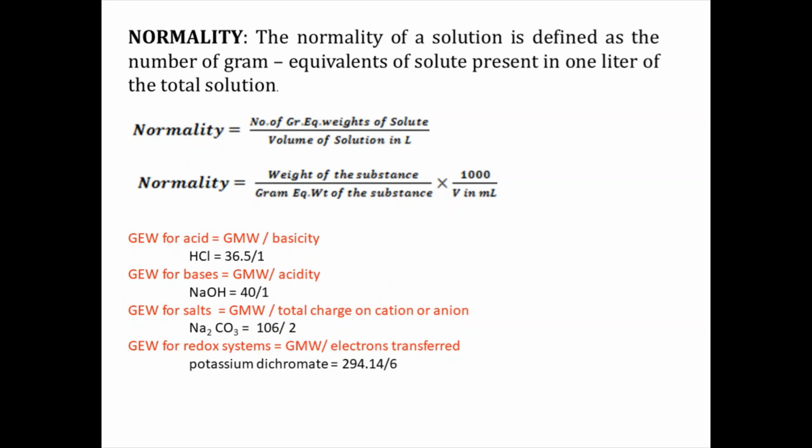If it is the case of manganese, a very typical example, KMnO4: in acidic medium, 5 electrons are transferred. In neutral medium, 2 electrons are transferred. In alkaline medium, 4 electrons are transferred. So you have to keep in mind what is the reaction medium where the reaction is happening. This is the way you have to calculate the gram equivalent weight. After calculating gram equivalent weight, you have to calculate the normality of a particular solution.